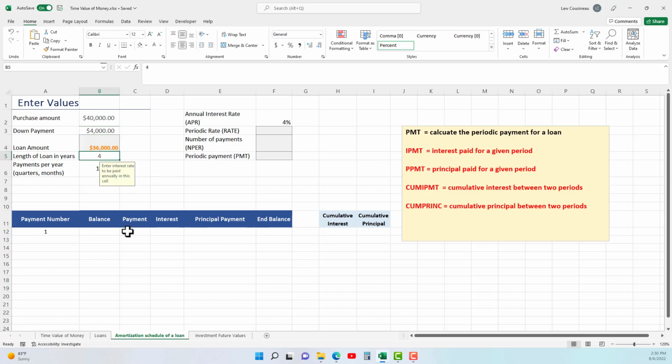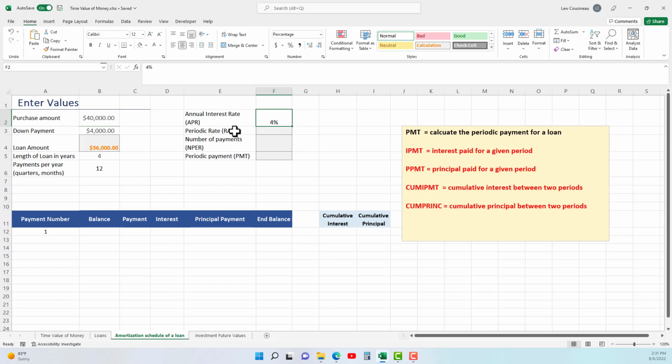$36,000. I'm trying to pay it off in 4 years, and of course there's 12 payments per year if we do monthly payments. This could be 4 payments per year based on our previous example if we were doing quarterly payments. So you can do semi-annual, which you'd have 2 payments per year. Anyway, for the sake of this exercise, we're doing a 4% interest rate.